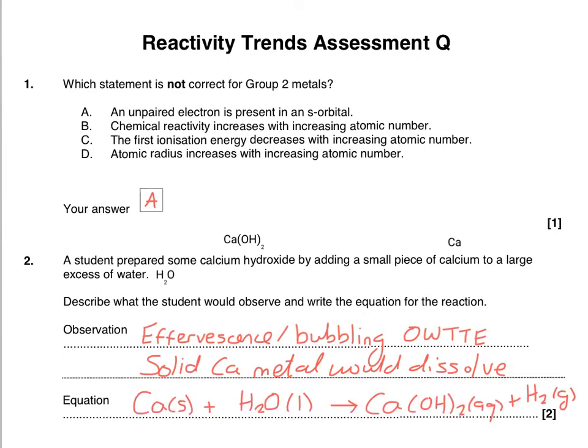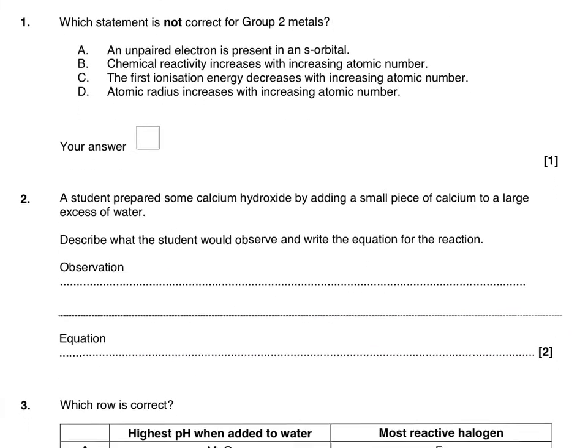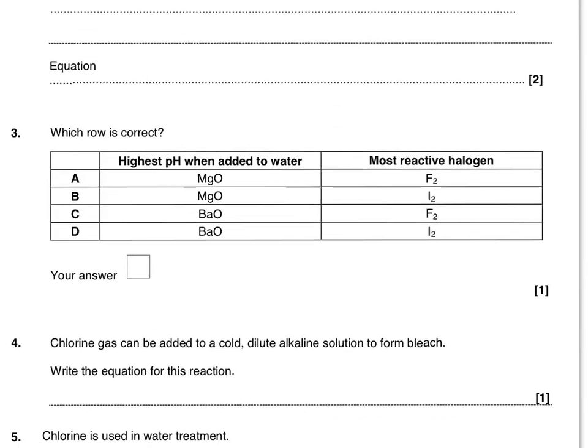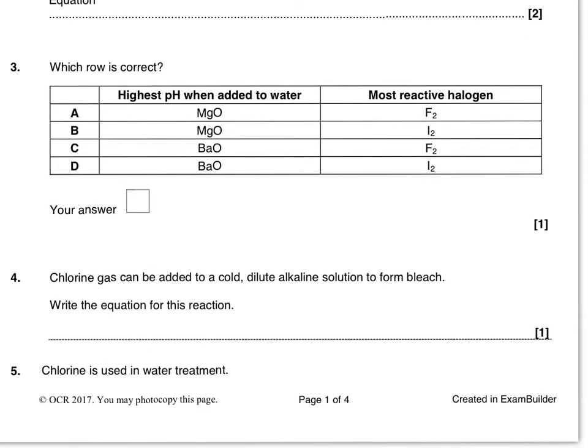So you can write out the equation like that, and you need to double check, because calcium is a group 2 metal, it needs 2 OH minuses to react with. You'll need to actually balance the equation by putting 2 H2O in. So now we can move down the page a bit. So it says to decide which row is correct.